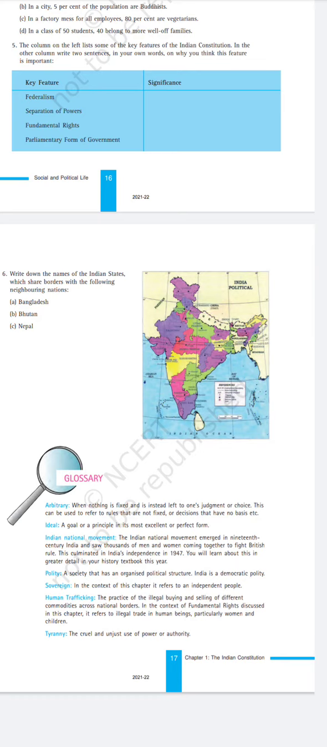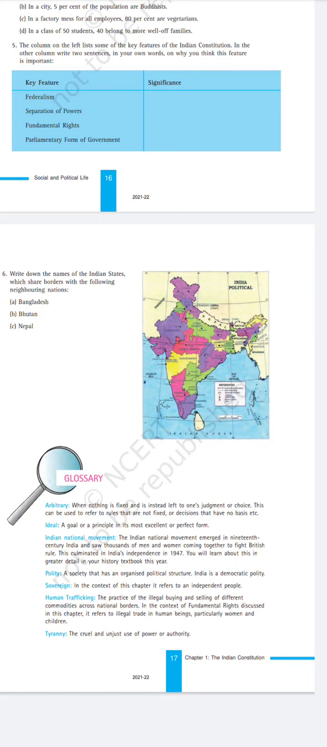This can be used to refer to rules that are not fixed or decisions that have no basis, etc. Ideal: a goal or a principle in its most excellent or perfect form. Indian national movement. The Indian national movement emerged in 19th century India and saw thousands of men and women coming together to fight British rule. This culminated in India's independence in 1947. You will learn about this in greater detail in your history textbook this year. Polity: a society that has an organized political structure. India is a democratic polity.